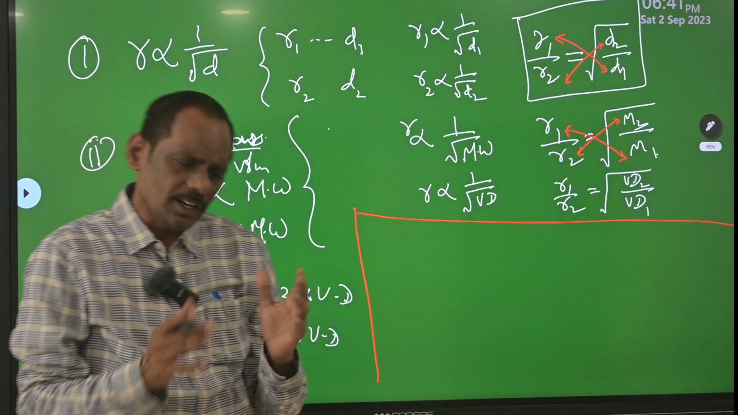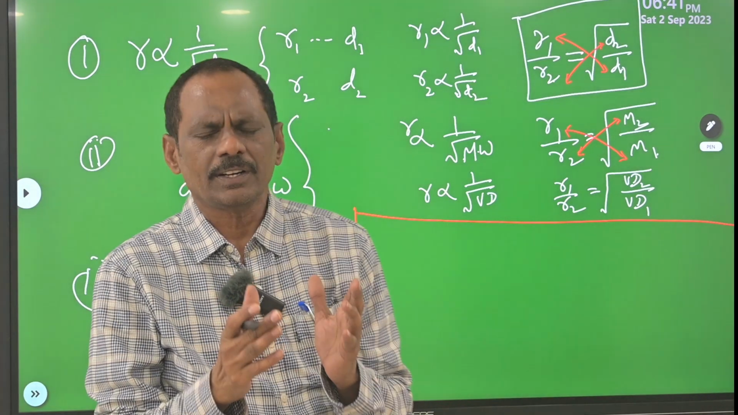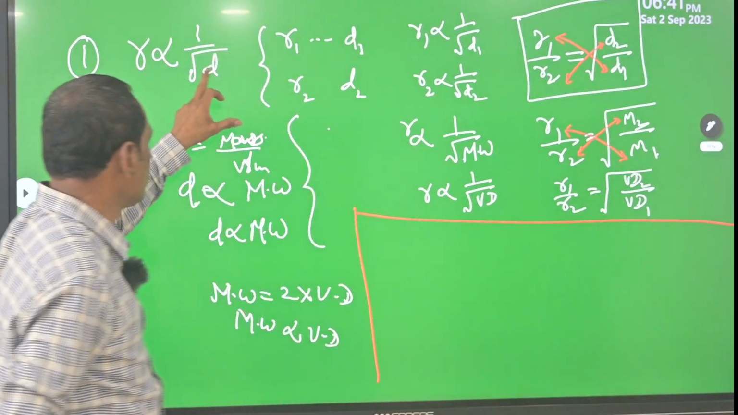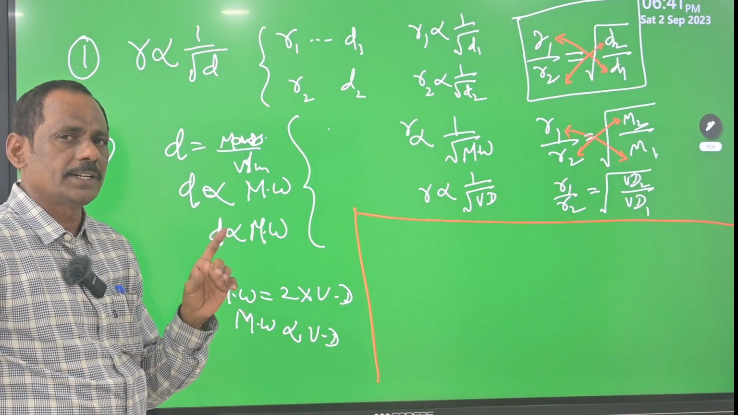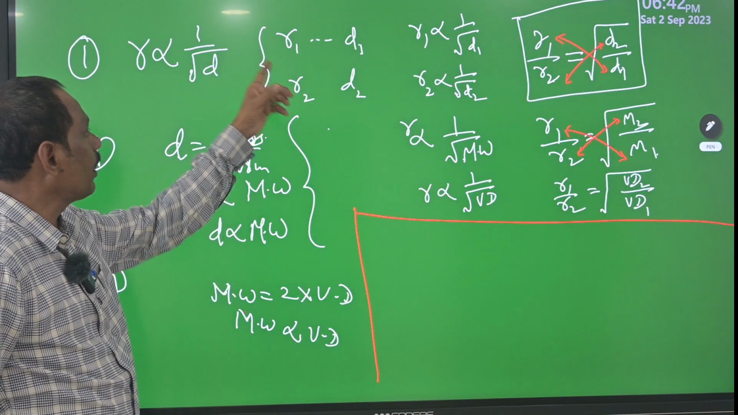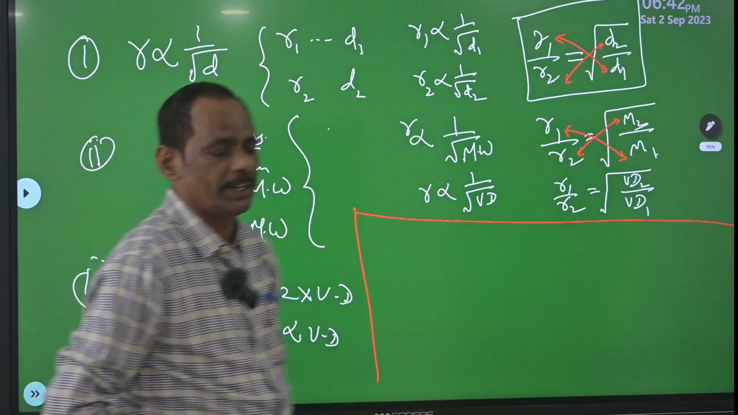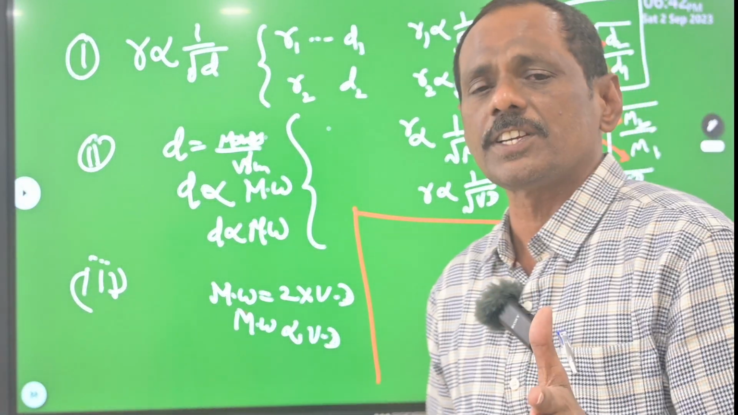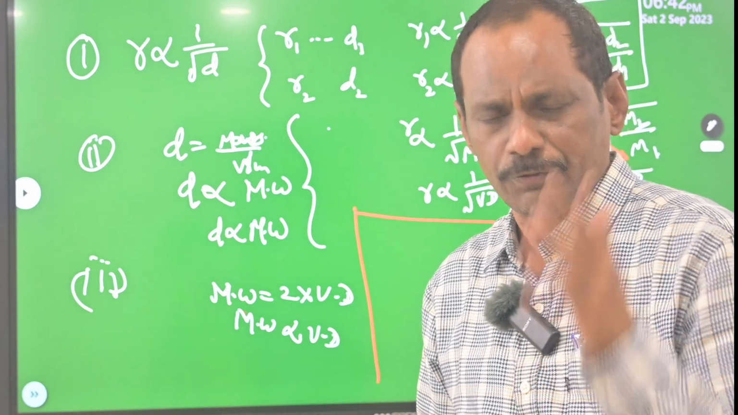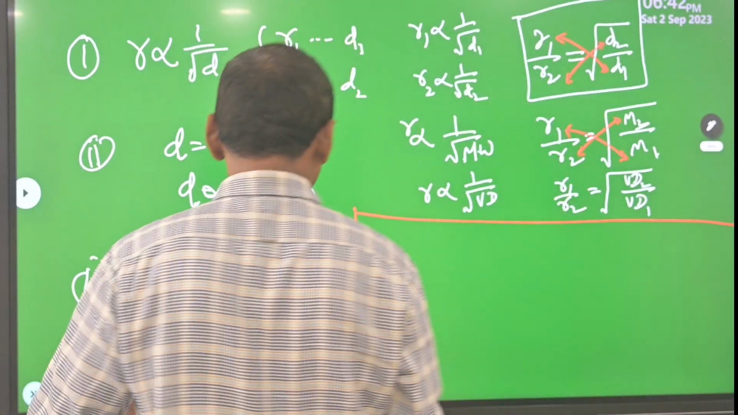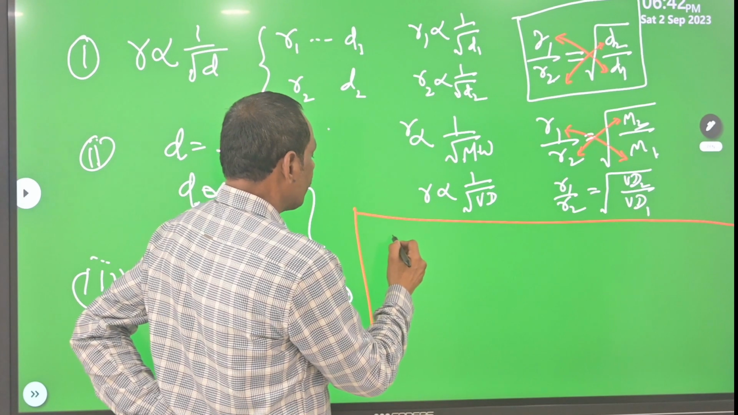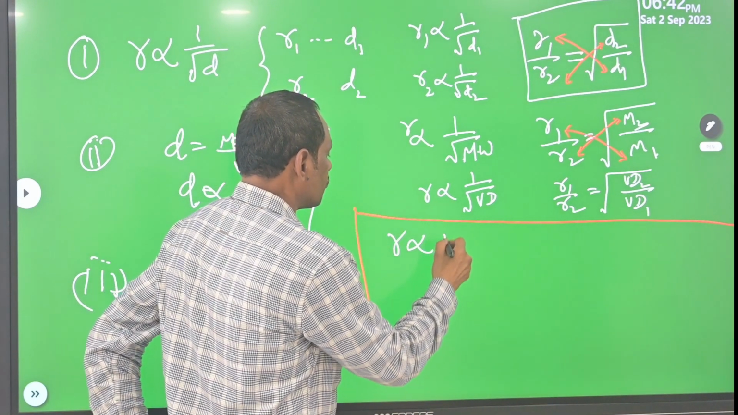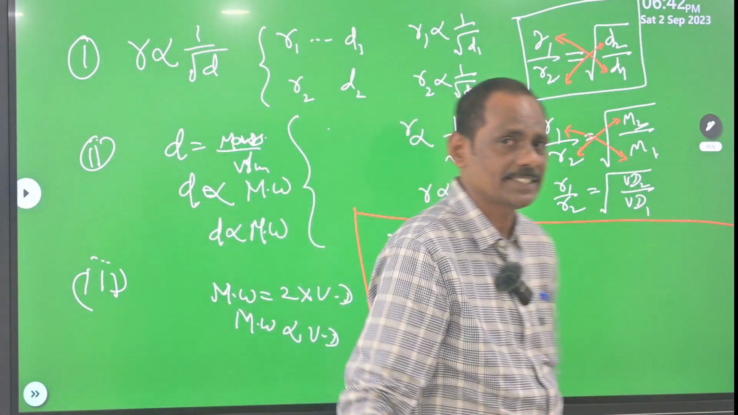here, what is the relation between the rate of diffusion and pressure? In the case of Graham's law, please remember, at a constant temperature and pressure, the rate of diffusion is inversely proportional to square root of its density. At a constant temperature and pressure. If the pressure is not constant, if only the temperature is constant, then what will happen? The rate of diffusion is directly proportional to the pressure of the gas.